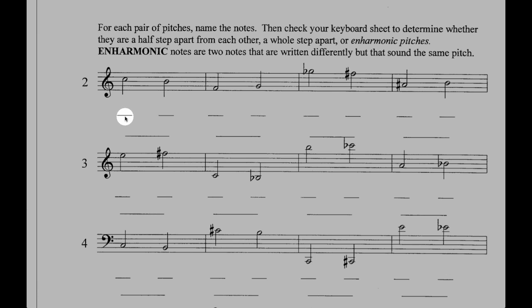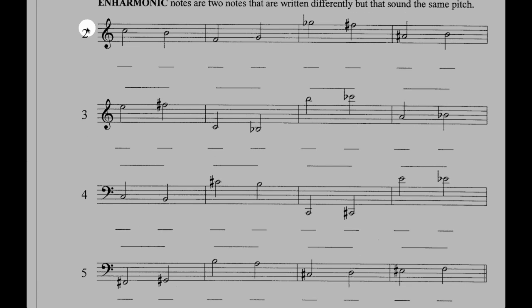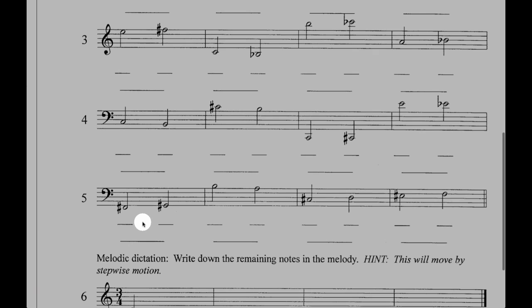C down to B is a half step. F up to G is a whole step. G flat and F sharp are the same note, spelled differently, so you'd write inharmonic. A sharp up to B is a half step. Please check your piano keyboard and rewind this video and realize why I labeled these as such until you can do 3, 4, 5 on your own.